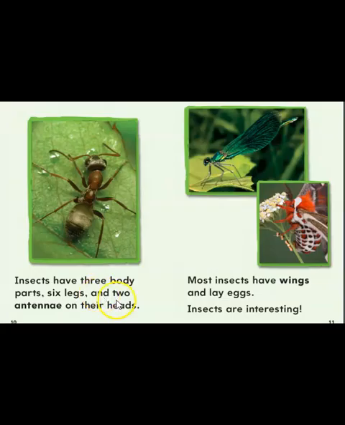Let's see. The sentence says they have 3 body parts, 6 legs, and 2 antennae on their heads. So 2 antennae on their heads, I can look at their heads and I see these 2 things coming out from their head. So that lets me know that those are antennae. I think the antennae are parts on an insect's head that can help it get around or find food.